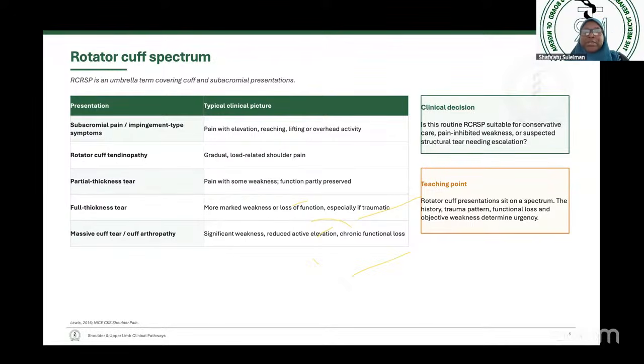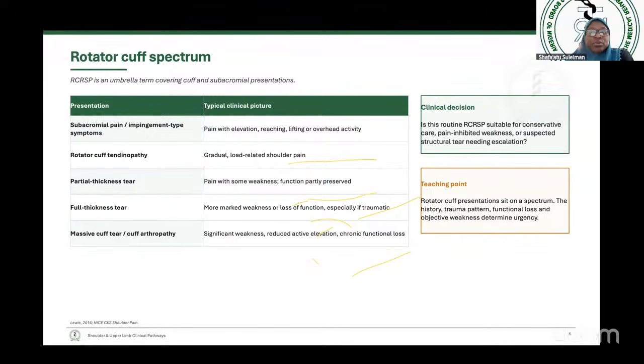And of course, with a massive cuff tear or cuff arthropathy, we can see significant weakness, reduced active elevation, and chronic functional loss. So, relating to the cuff spectrum clinical decision: is this a routine rotator cuff related subacromial pain, suitable for conservative care? Is it pain-inhibited weakness, or is it a suspected structural tear needing escalation? So this is where the clinical decision comes in.